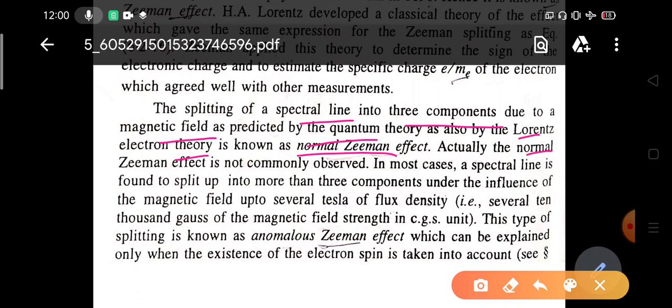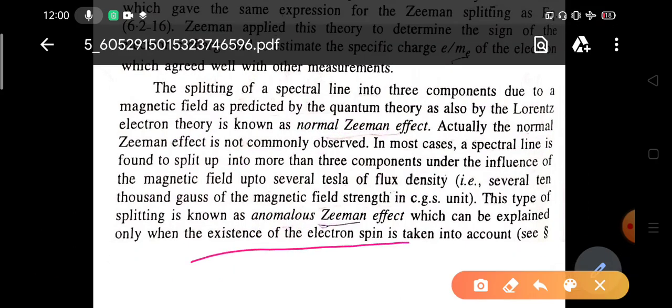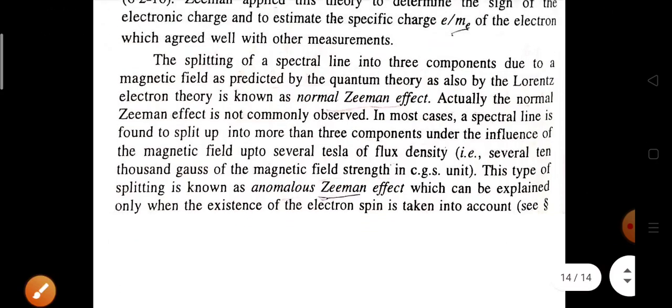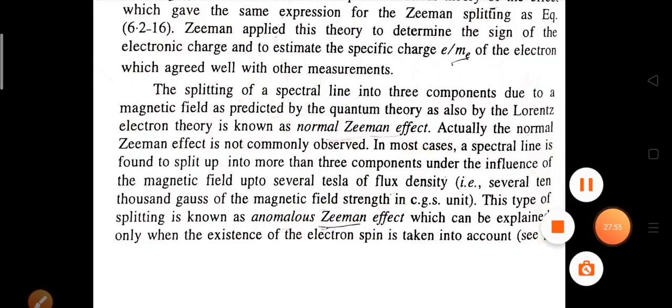The normal Zeeman effect is not commonly observed. In most cases, the spectral line is found to split into more than 3 components under the influence of the magnetic field. When the magnetic field is of the order of several Tesla in flux density, the spectral lines split into even more components. This is known as the anomalous Zeeman splitting, and it cannot be explained with M_L, the orbital magnetic moment alone. For that explanation, we have to take into account the existence of electron spin. So in the next video lecture, we will discuss the anomalous Zeeman effect and all its consequences. Thank you.